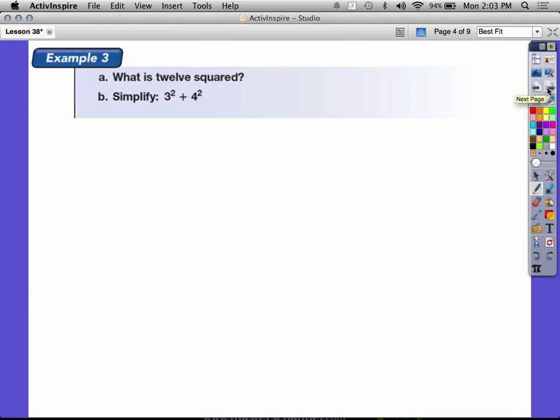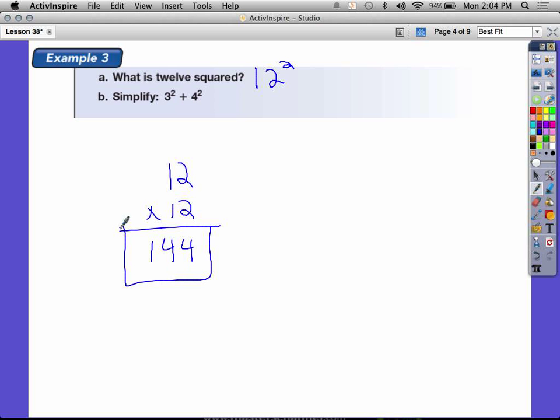So, what is 12 squared? Well, I could write it like that. Okay, but what that means is 12 times 12. So 12 multiplied by itself. Okay? We should know that fact is 144. Okay, so there's my answer for A.